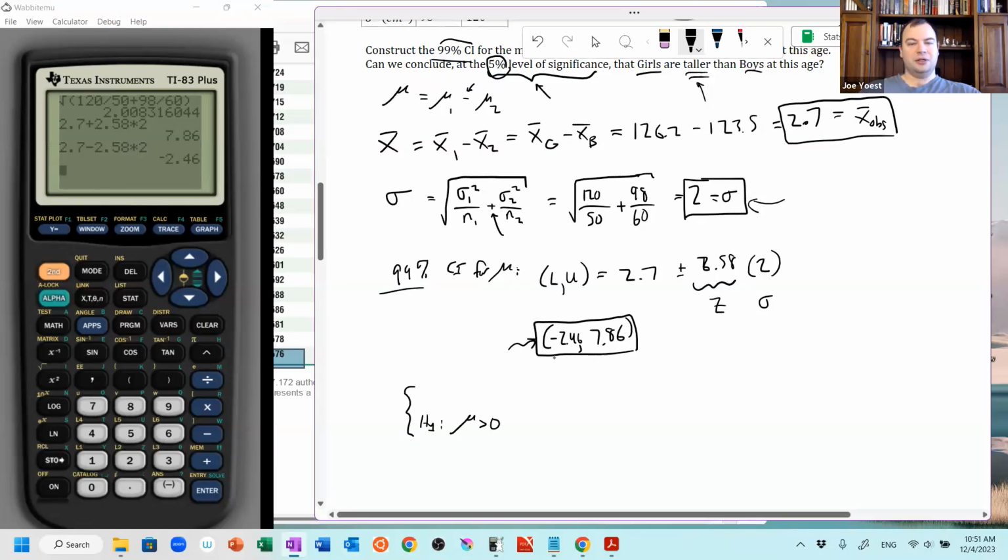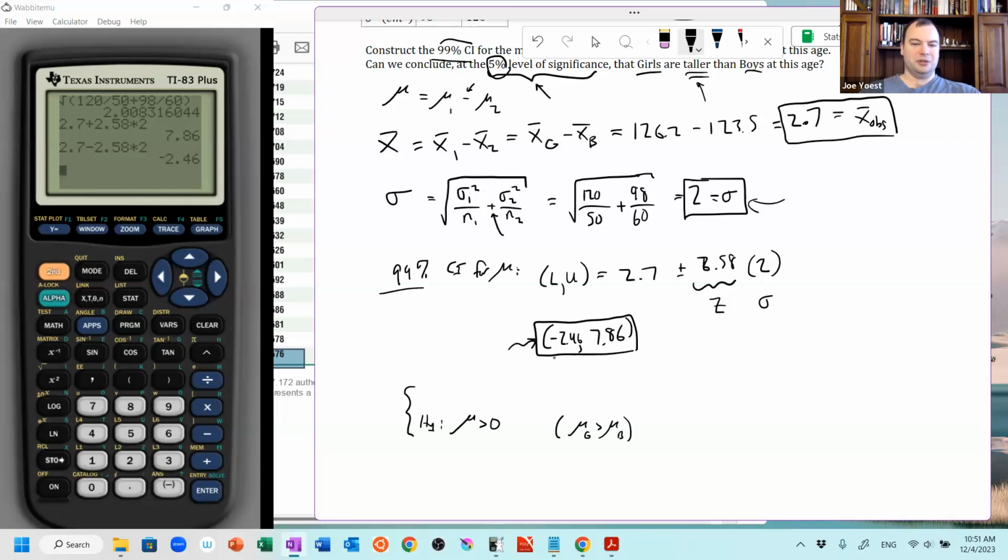So we're going to say the alternative is that mu is bigger than 0. In other words, that mu for girls is bigger than mu for boys, right? Mu for girls minus mu for boys is bigger than 0. So that's what this means. And my null is that mu equals 0, which remember encapsulates all of the mu's less than or equal to 0.